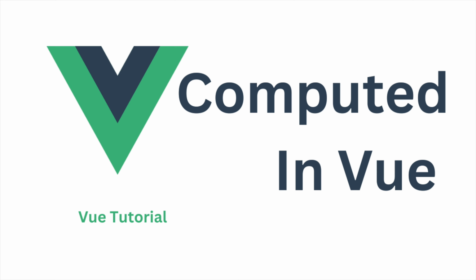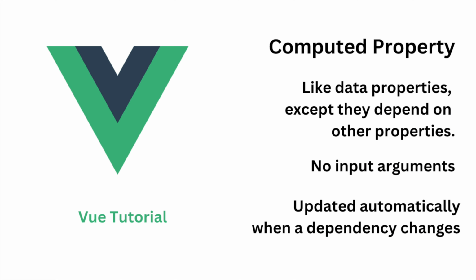So first let's start with what is a computed property. It's more or less like a data property except that it depends on other properties. Also it doesn't take any argument and it will be updated automatically when any dependency changes. Let's say if we have an input field and we change anything, and any computed properties are attached to that input field, then it will be changed automatically. We don't need to call it explicitly.